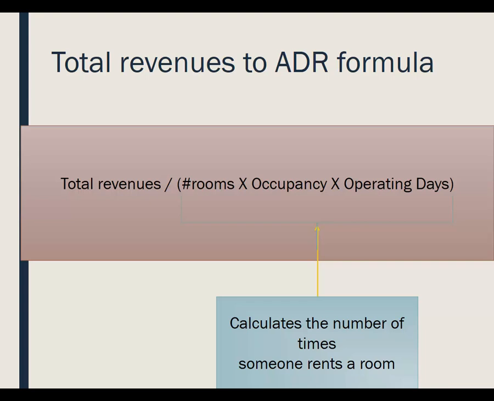So once we do discover this, once we've gone to their Excel sheet, we need to find out our average daily rate. Just like our average check, we're going to try and figure out our required ADR to get our required revenues. So we go our required revenues divided by the number of rooms in a hotel times the occupancy times the operating days. It really calculates the number of times someone rents a room, or someone decides to pay for a room. It's the same thing as when we were talking about covers.